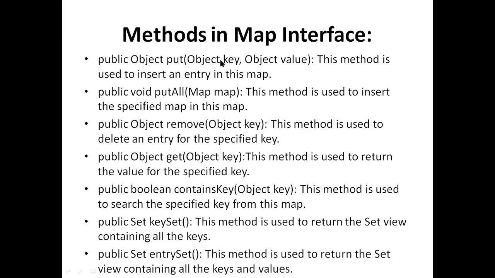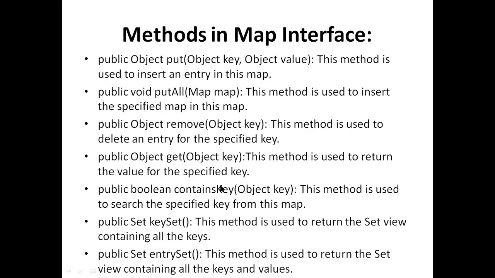If you give the key and the value, based on the key that value will be stored, inserted. Public void putAll: this method is used to insert the specified map in this map. Public remove: based on the key the value will be removed. Object get(Object key): if you give the key, that value will be returned. Boolean: whether the key is present or not.